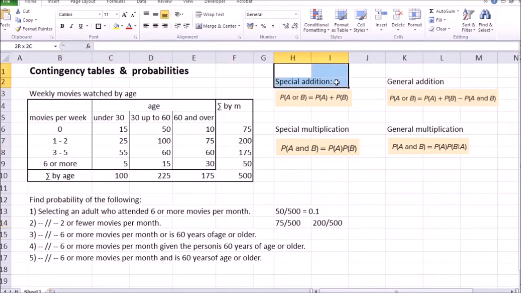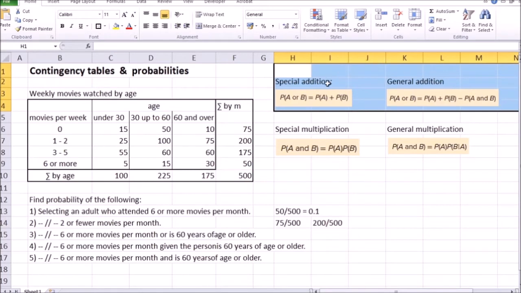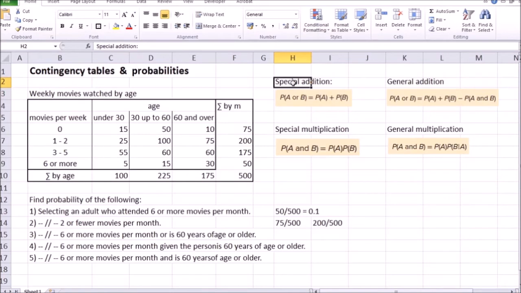Now, looking at addition of probabilities, we have a couple of rules here. We use the special rule in this case because being either in the 0 category or the 1 to 2 movies category is mutually exclusive. I can't at the same time watch 0 movies per week and a couple of movies per week. Hence, to add the probabilities, I simply add them as they are, which gives me a 55% chance.